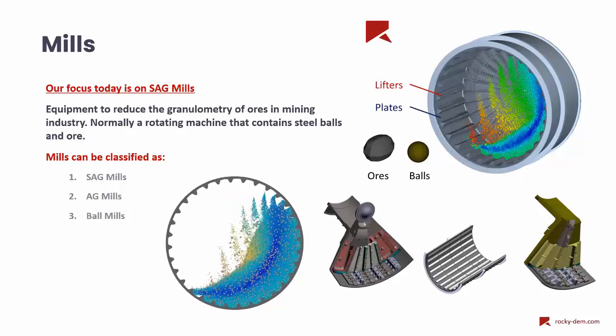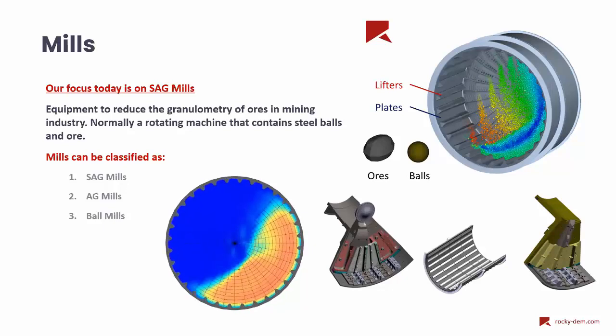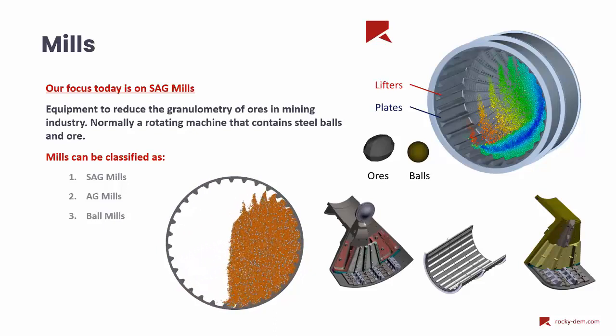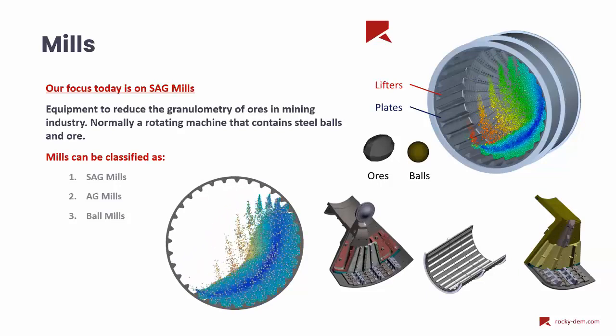These are normally rotating machines that contain steel balls and ore. They can be classified as SAG mills, semi-autogenous grinding mills, which are usually a first-stage grinder, and AG mills, autogenous mills, that use a rotating drum to throw larger rocks of ore in a cascading motion, which causes impact breakage of larger rocks and compressive grinding of finer particles. We also have ball mills, which grind material by friction and impact with tumbling balls.